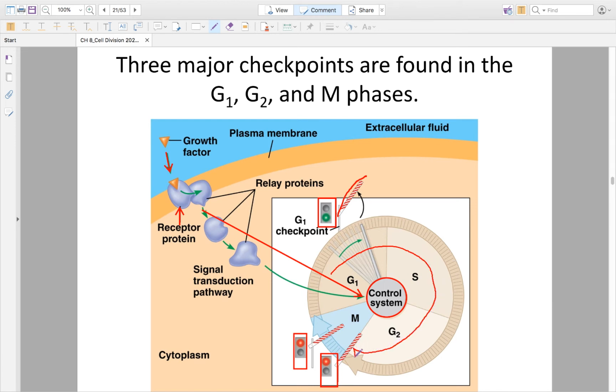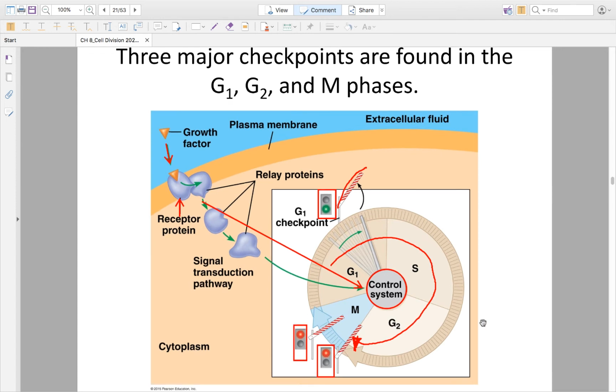Okay, so there's a second checkpoint at G2, the G2 checkpoint. This checkpoint is going to make sure that everything was perfect in duplication. And that means DNA, all of the organelles, it's going to make sure that the cell is big enough. It's going to make sure that the cell is ready for division. And that is the G2 checkpoint.